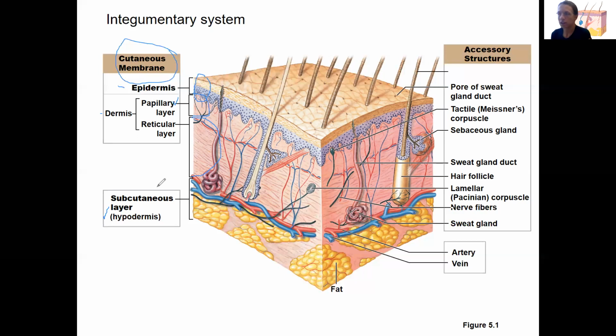One more thing to note here is that papillary layer, remember that's that areolar tissue. That's also what's located in our mucous membrane below the epithelial tissue. And so that's often that glue. It's gluing the epithelial cells to some underlying structure. And that's true here as well.